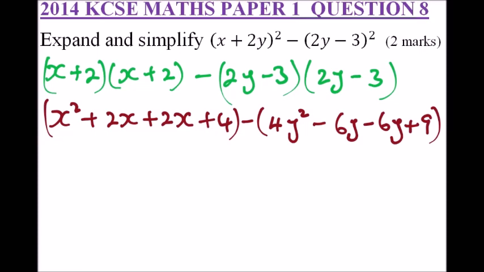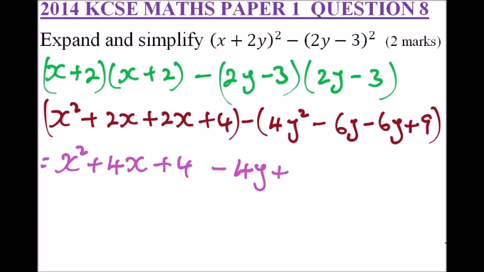So we write this again as equals to x squared plus 4x plus 4 minus, now this will be 4y squared, minus 6y, minus 6y is minus 12y. When you open the bracket, the minus and minus changes to positive, so that will be 12y, this is 4y squared, and then we have minus 9.